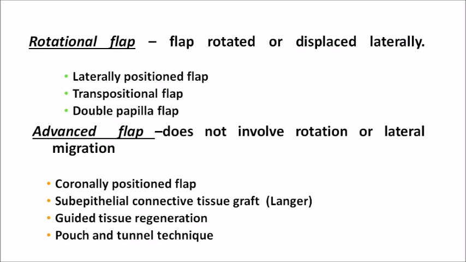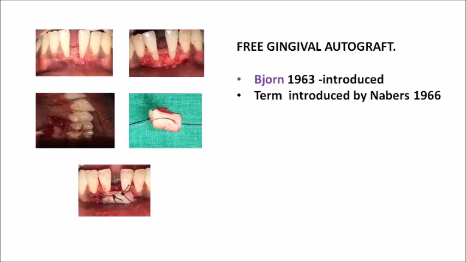Then we have the advanced flap where there is no rotation or lateral migration. The flap is advanced in a coronal direction. For example, coronally positioned flap, subepithelial connective tissue graft, guided tissue regeneration, pouch and tunnel technique. All these involve advancement of the flap coronally. There are numerous root coverage procedures. We'll be discussing the most important ones.